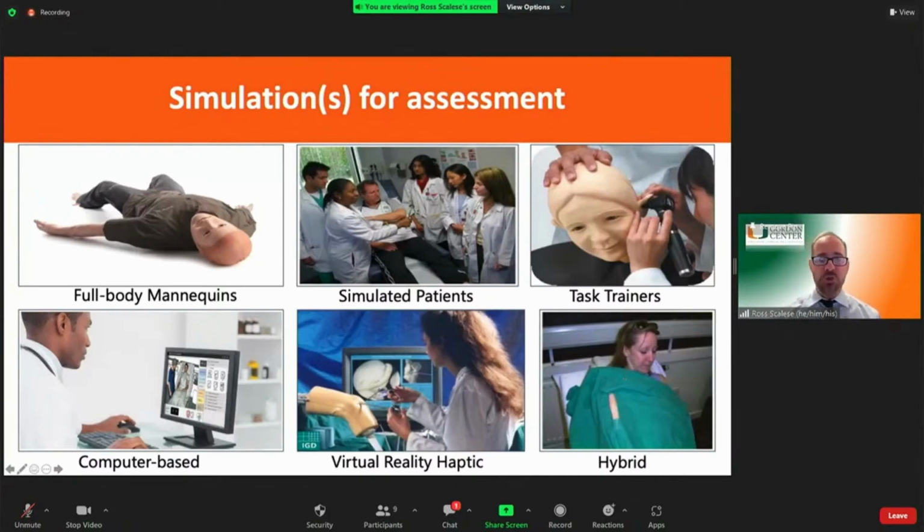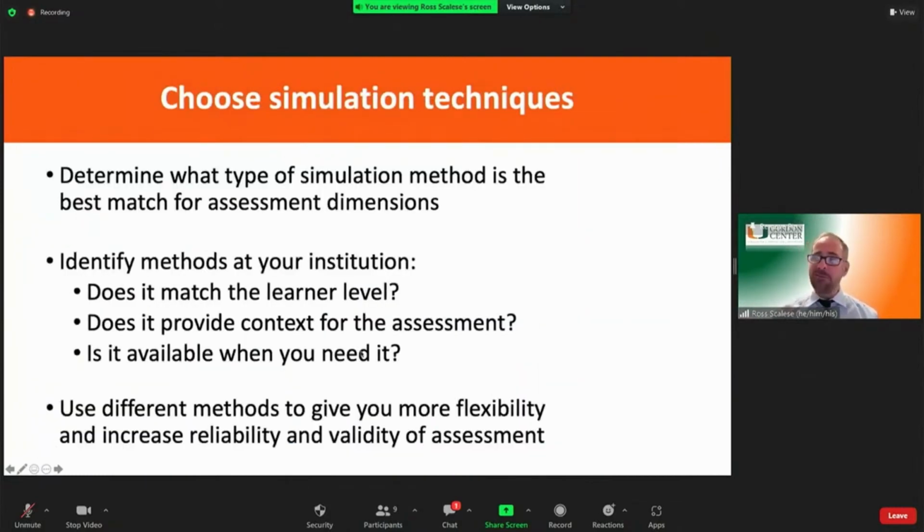So again, how do we choose from among the vast array of different simulation techniques? Again, ask yourself those same framing questions. Does it match the learner level? Am I going to overwhelm a beginning medical student with this very immersive, highly realistic simulation? Or do I want to scale it back and have something that approximates just enough of the skill or clinical task that I'm trying to simulate that it will help the learner? It's also going to make a big difference if this is for formative or summative purposes, et cetera.